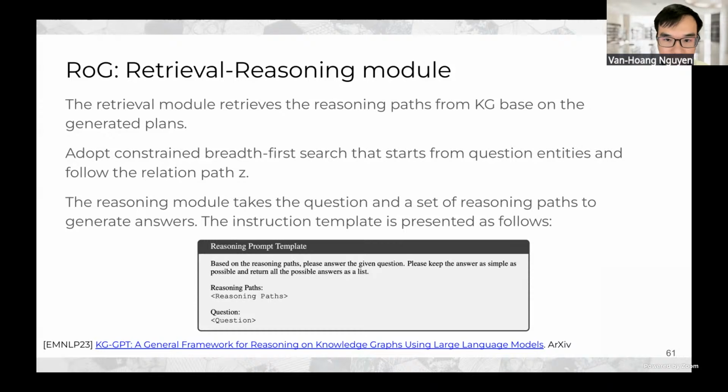And this reasoning path has to satisfy some conditions, such as it needs to start from the question entities and then follow the relation paths and then reach some existing entities. And the reasoning module will then take the question and a set of reasoning paths to generate the answer. And the instruction template is presented below.